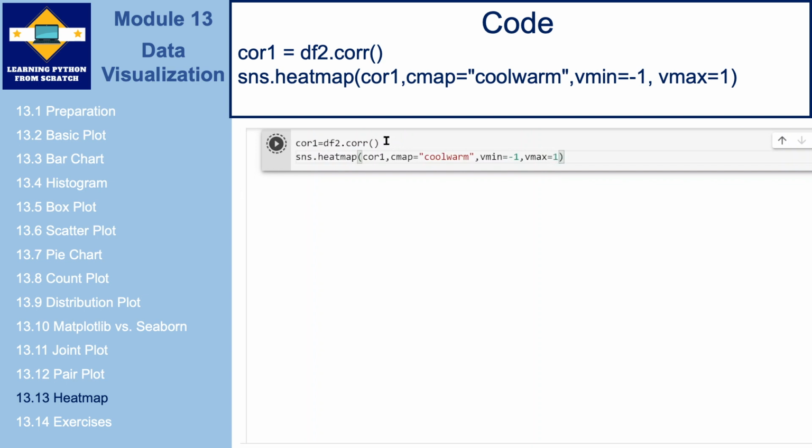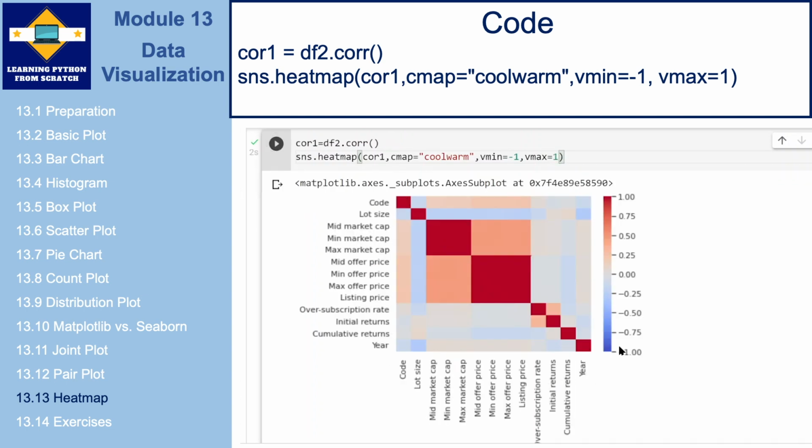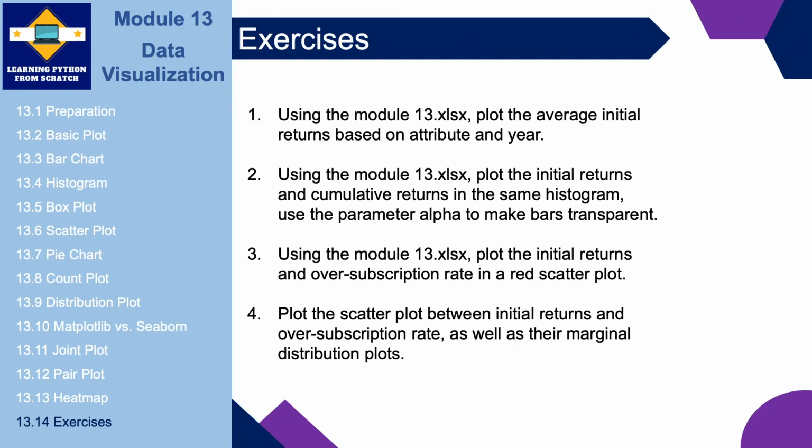Then we use vmin and vmax to set the values for lower bound and upper bound. A warmer color means that the variable is close to the upper bound, while a cooler color means the variable is close to the lower bound. Good, that's all for Module 13, Data Visualization.